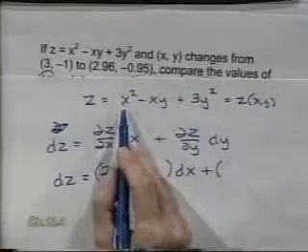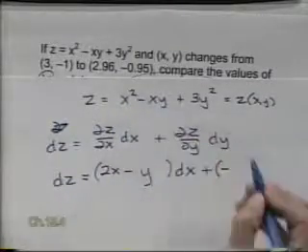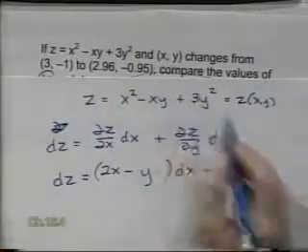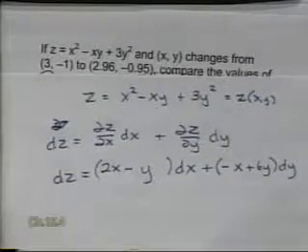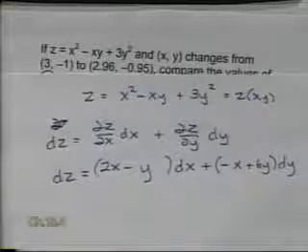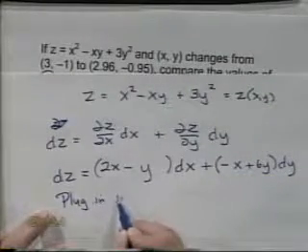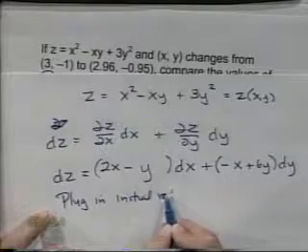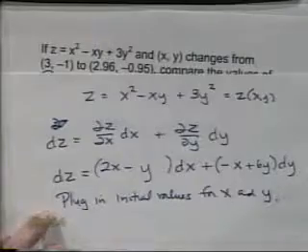Plus the partial of x squared with respect to y is 0. Partial of xy with respect to y is x. Partial of 3y squared is 6y. Okay, everybody with me? Now, we plug in initial values for x and y.